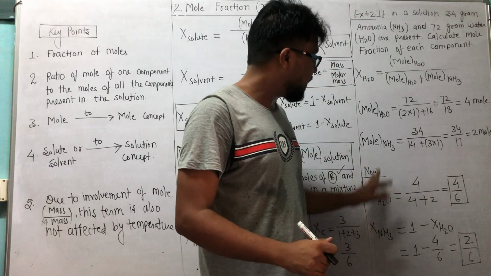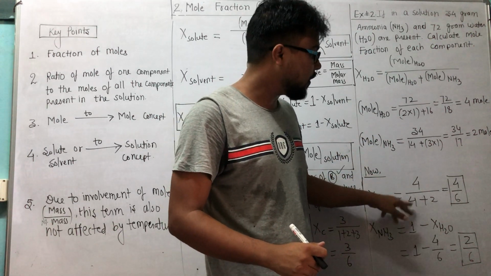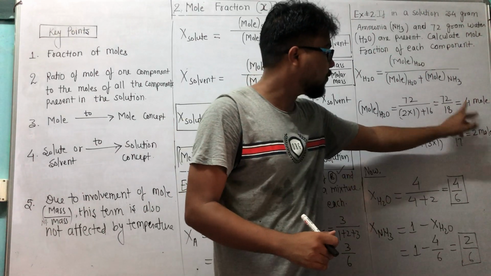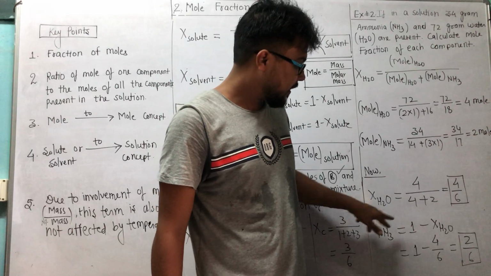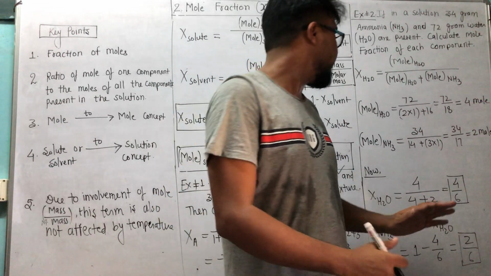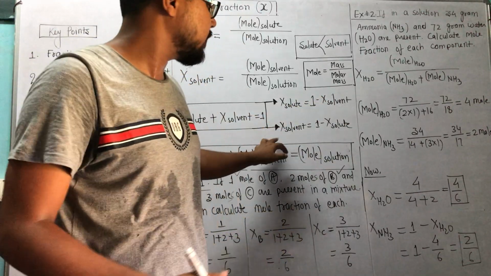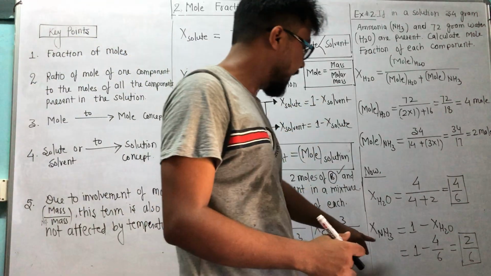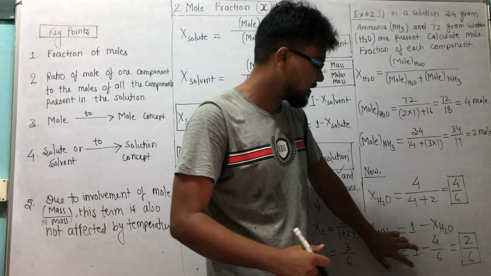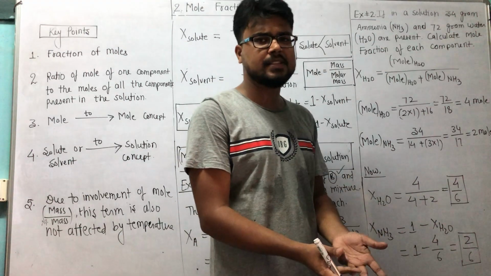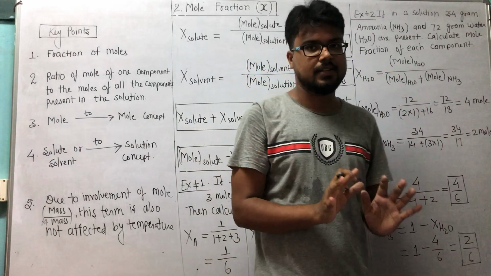Students, I can calculate mole fraction of ammonia in a similar manner. Mole of ammonia divided by total mole. Mole of ammonia is 2. 2 divided by 2 plus 4, 6. Or we can check XNH3 equals 1 minus XH2O as per the designed formula. X solute equals 1 minus X solvent, or X solvent equals 1 minus X solute. So X ammonia equals 1 minus XH2O. What is XH2O? It is 4 by 6. So 1 minus 4 by 6, answer is 2 by 6. Whatever way you like, you can frame your answer.